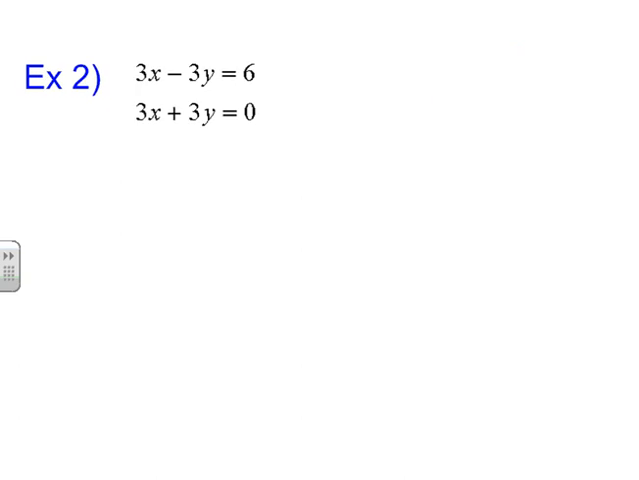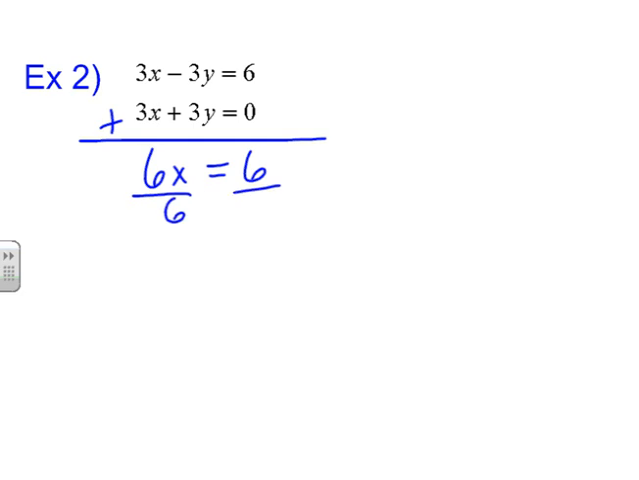We'll do it again. Here we have 3x minus 3y equals 6 and 3x plus 3y equals 0. Again, the y's are opposite of each other, so we can go ahead and add straight up right now. 3x plus 3x is 6x. The y's, again, go away, and 6 plus 0 is 6. We divide both sides by 6 and find out that x equals 1.